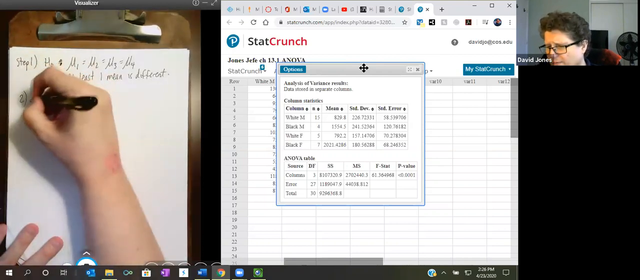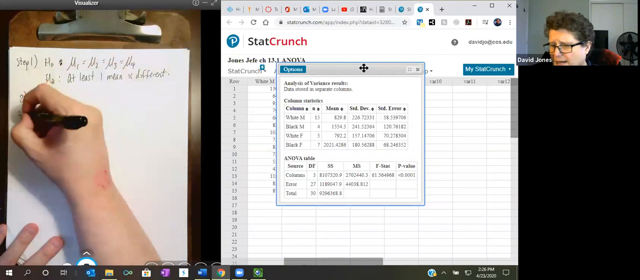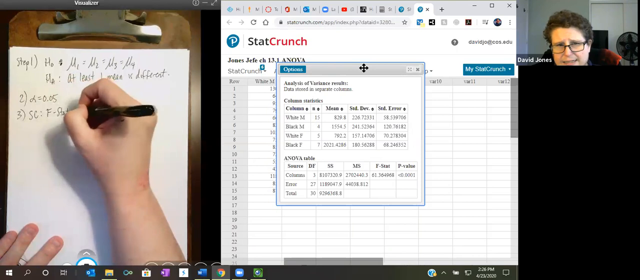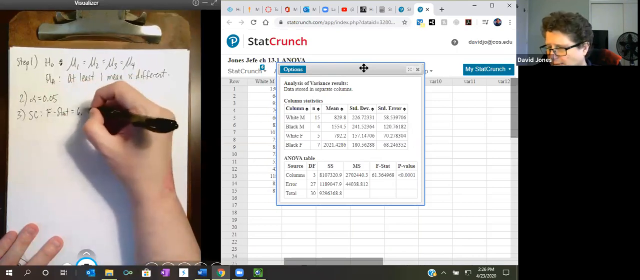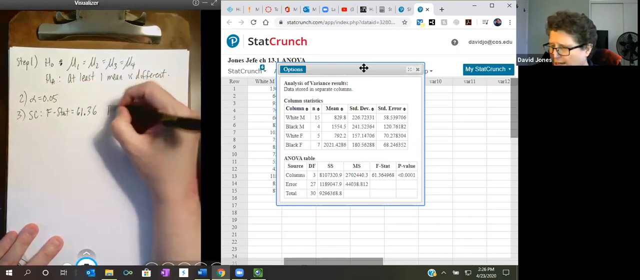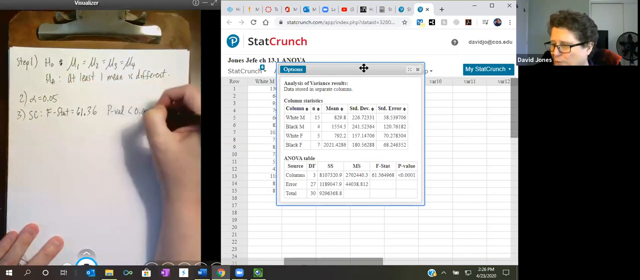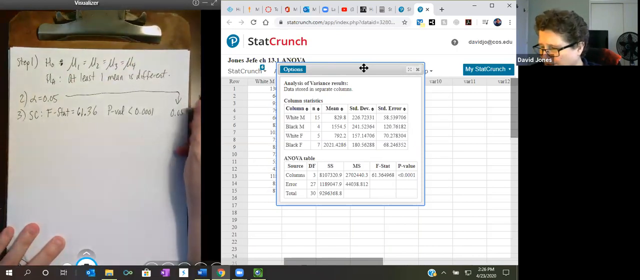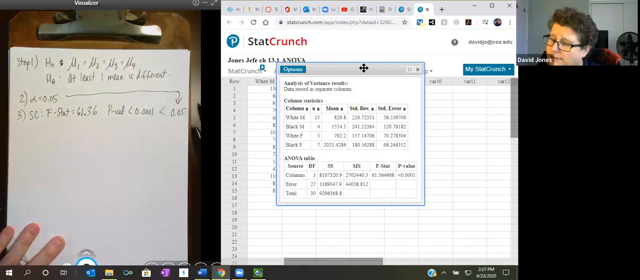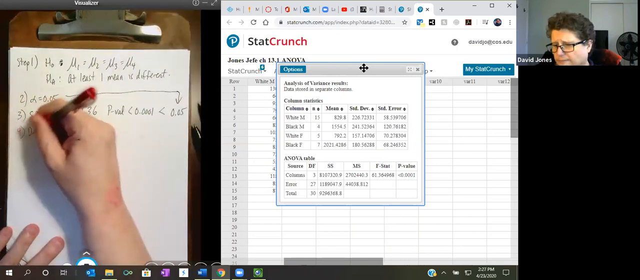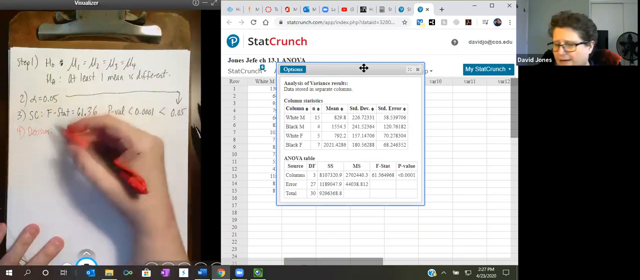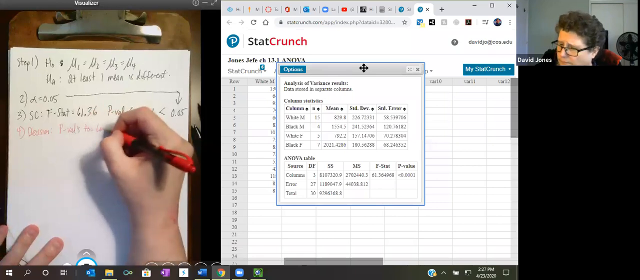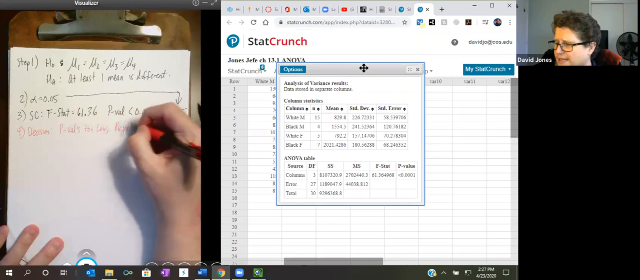Alpha was given to us, it was 0.05. And we can see from StatCrunch, our F stat is 61.36. And the p-value is less than 0.001. Compared to alpha, it's a lot lower. Decision. The p-value is too low, reject the H0. Reject H0, support HA.